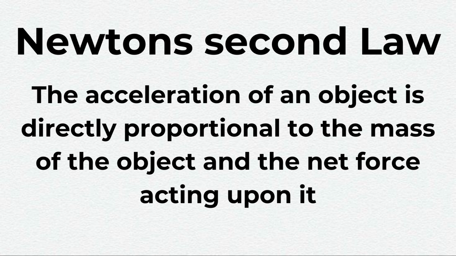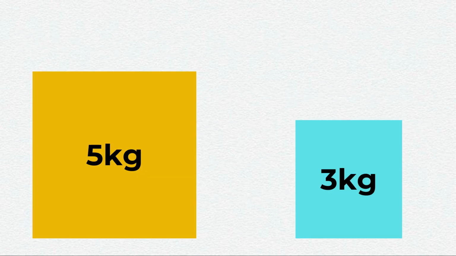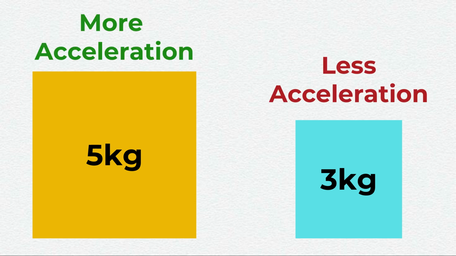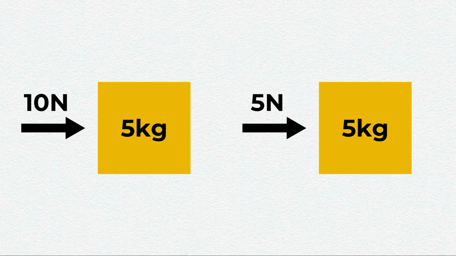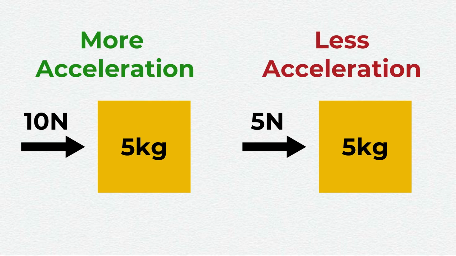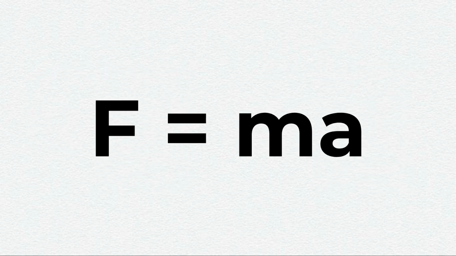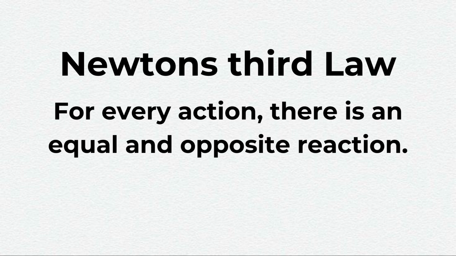Newton's second law of motion states that the acceleration of an object is directly proportional to its mass and the force applied on it. This basically means the heavier the object, the greater the acceleration, and the greater the net force acting on the object, the greater the acceleration. The equation for Newton's second law is F = ma, where F is the force, m is the mass, and a is the acceleration.